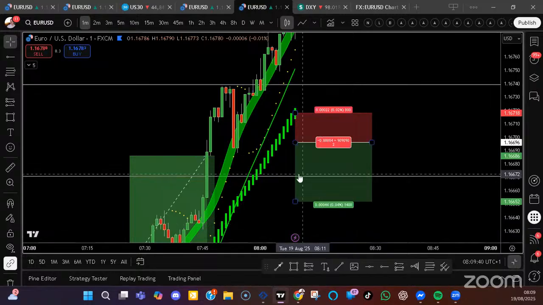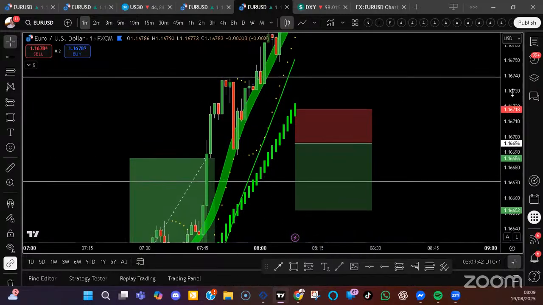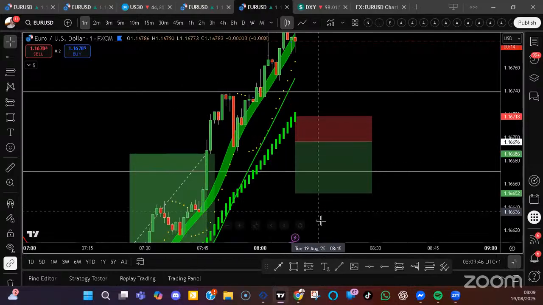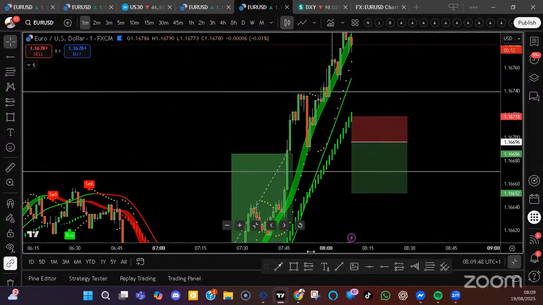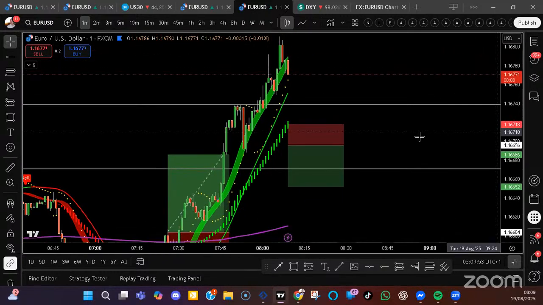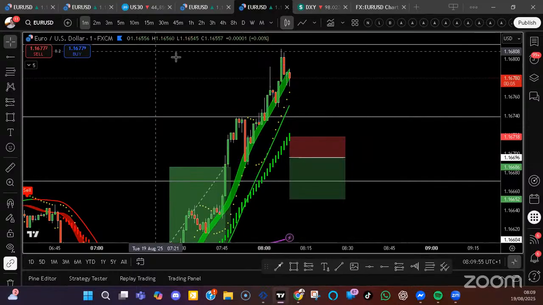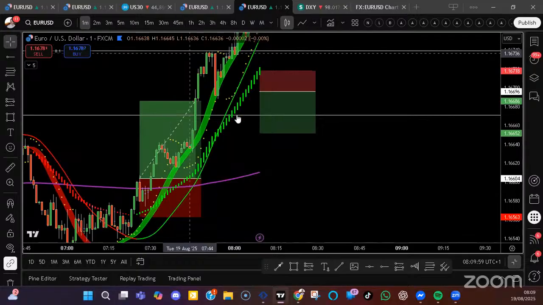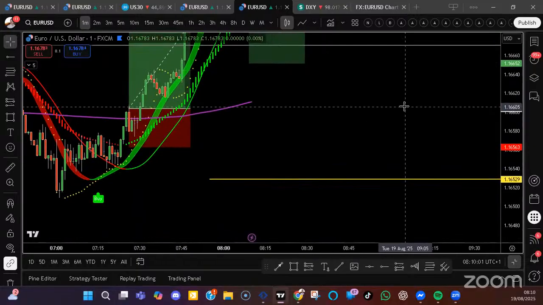So these lines are just to give you a bit more of an idea of what could be happening with price. But they're not there to confuse you. And if you feel confused in any way, just stick to the zones, like the sell zone and the buy zone.